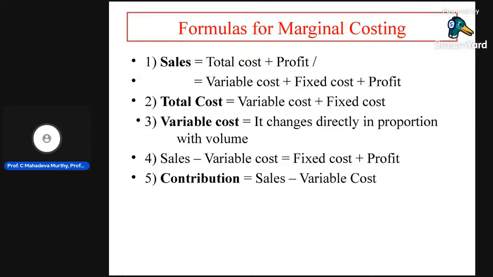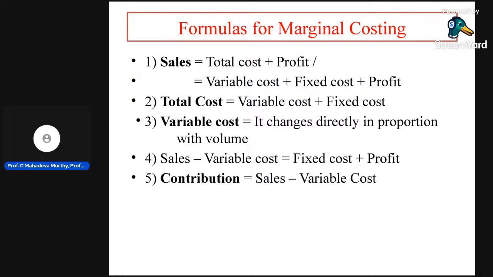Yes, formula for marginal costing. Sales is equal to total cost plus profit, or variable cost plus fixed cost plus profit. Sales includes total cost plus profit. The three components we have seen here: one is variable cost or marginal cost, plus fixed cost, plus profit, is equal to sales. I hope you understand that.